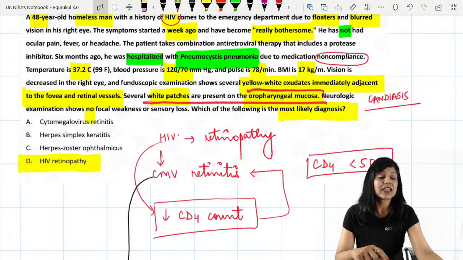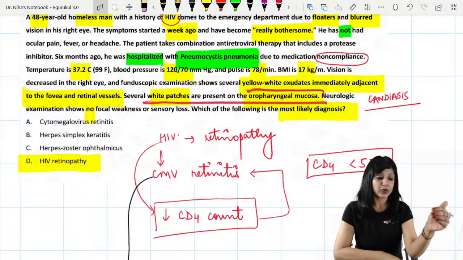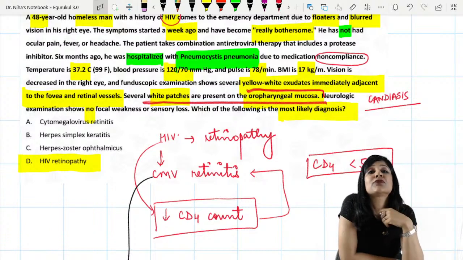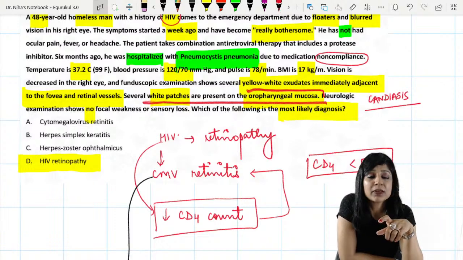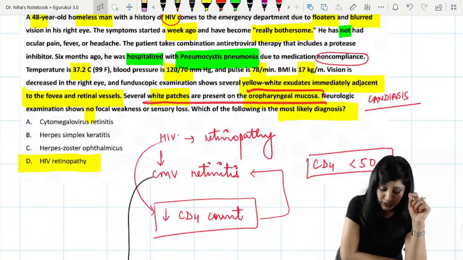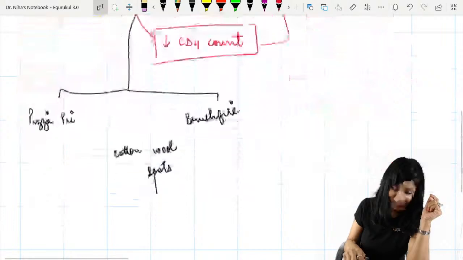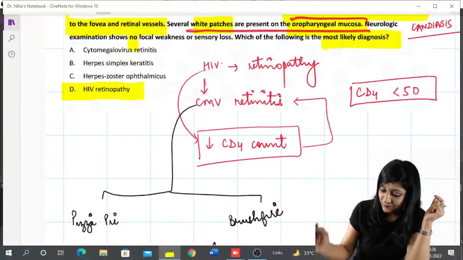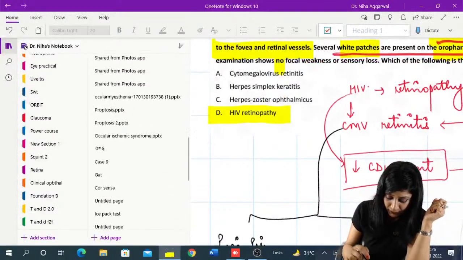So, the answer is D. If I have what you call CMV retinitis, then I should have the cotton wool spots, I should have the CD4 count less than 50, the brush fire appearance, the pizza pie appearance, and these things will be more common, which you are not getting. Therefore, the answer to this question is HIV retinopathy, right? Okay.